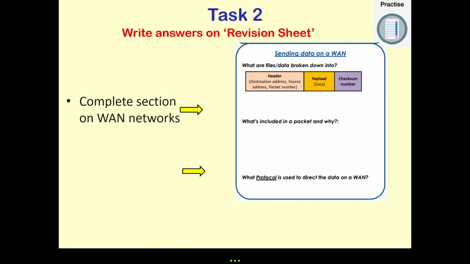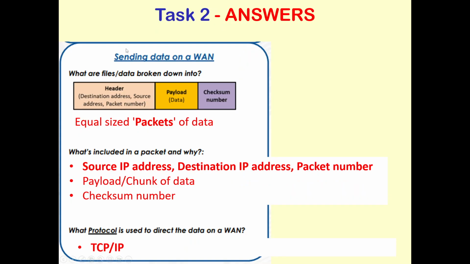Okay, time to check your answers, please. PowerPoint pens to add and correct. What are files broken down to on a WAN? They are broken down to equal-sized packets of data, and you've got a picture of a packet there. What's included in the packet and why? Well, you've got the source IP address, the destination IP address, and the packet number so that it can find its way across the internet.